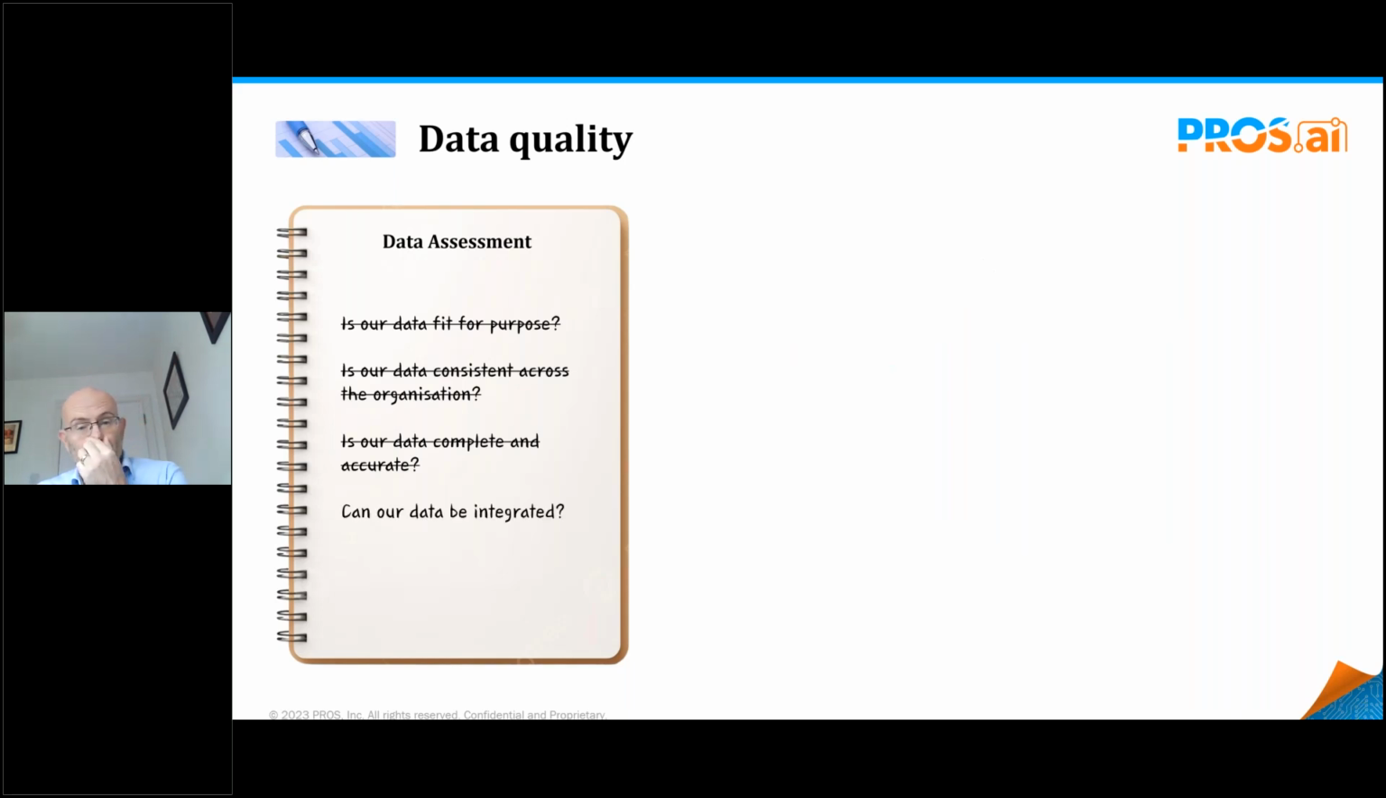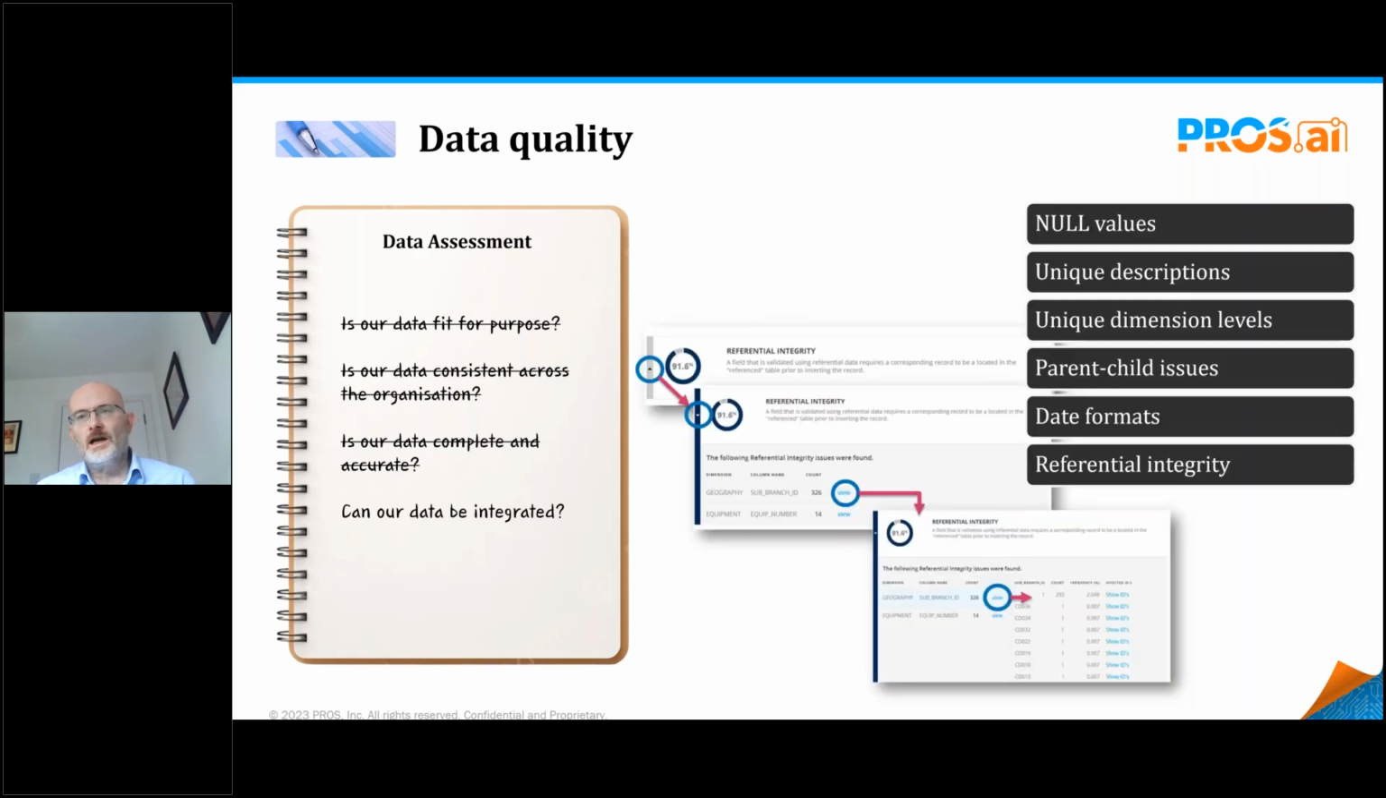And then the final thing that we need to consider is, can our data be integrated? So again, if we go back to Company X as an example, we ran their data through our cloud utility to highlight any issues, because there are always various rules to adhere to when integrating into other applications. So we were able to check things like whether there were any null values, unique descriptions, unique dimension levels, parent-child issues, date format issues, and referential integrity issues.